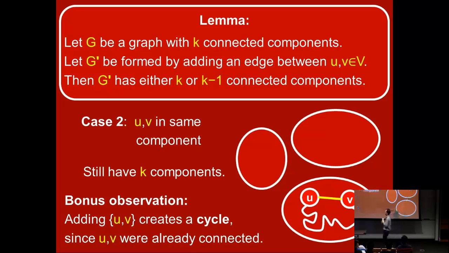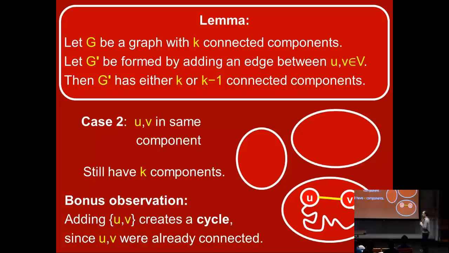Okay, case 2 is that u and v were in the same component. So maybe this is the picture. We add this edge, and now how many connected components will there be? Yeah, still k, still 3. Because you didn't connect any of the other two components. So you still have k components in this case. And that's it. I mean, it's not a very complicated lemma. That's just the two possibilities, and that's why it's going to be either k or k minus 1 after you add an edge.